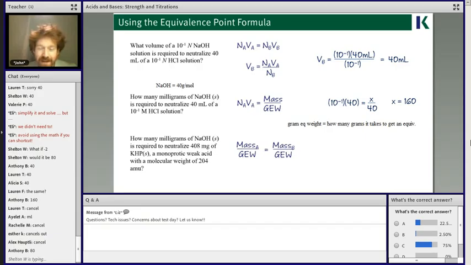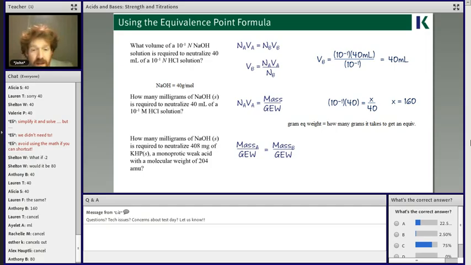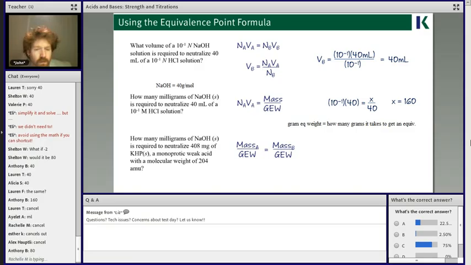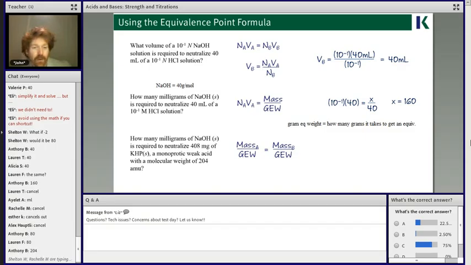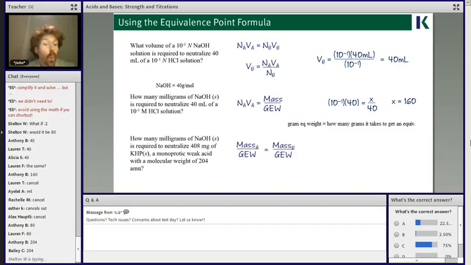We're doing the same thing as before. So mass divided by gram equivalent weight. We said the gram equivalent weight of sodium hydroxide is 40. The gram equivalent weight of this KHP is what? Okay, it's 204, exactly. That's just because the molar mass is 204.